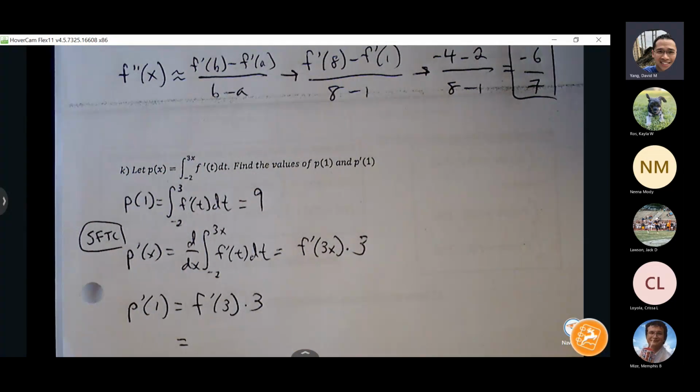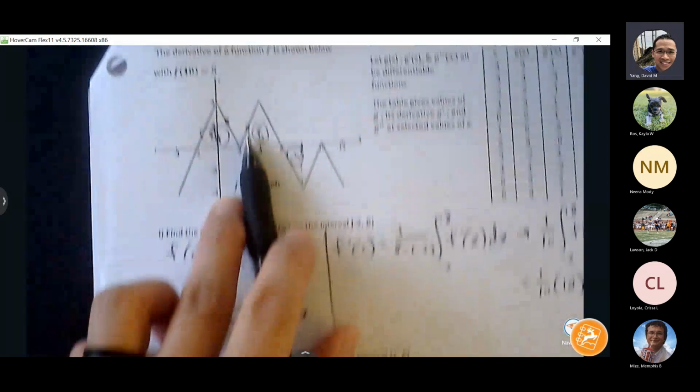f prime of 3, you go to your graph. f prime of 3 is the ordered pair. f prime of 3 is 1. Sorry, 2. So over here is that 2, right?